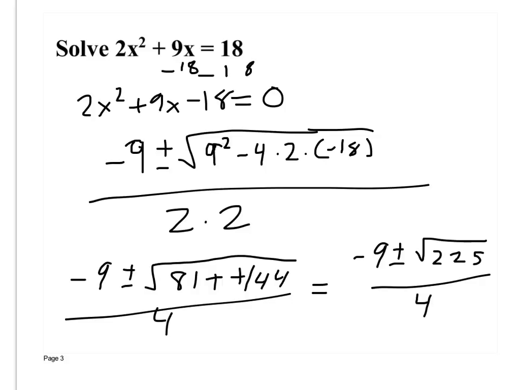What's the square root of 225? Square root of 225. You guys know? That's 625. 25 times 25 is 625. The square root of 225 is 15.